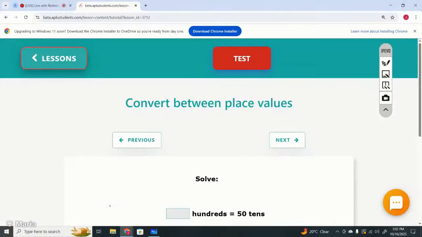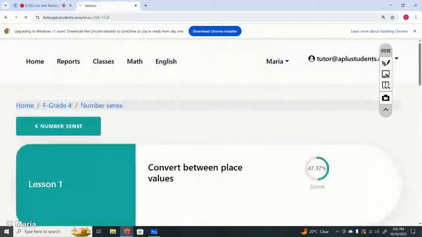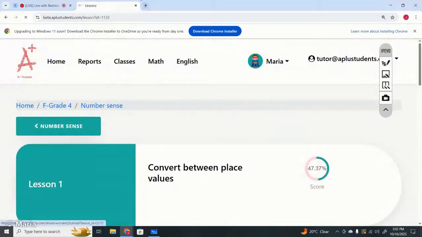So here I'm on grade 4 math, the chapter we are on right now, number sense. Let's just start with the first lesson, that is convert between place values.